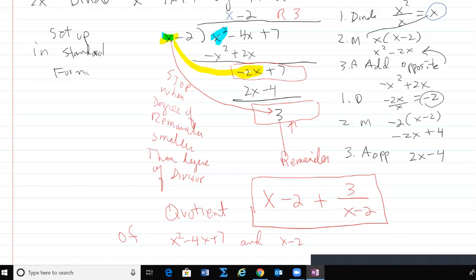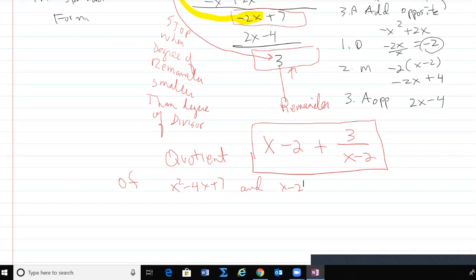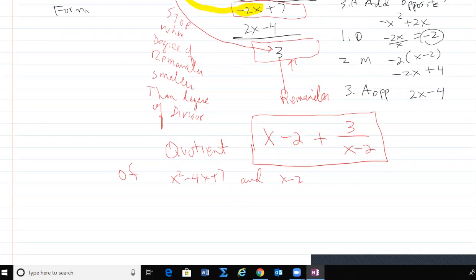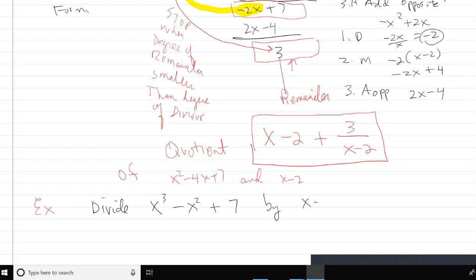Okay, so now these take practice. You'll have to practice. Let's do another example. This one I want to show you something about placeholders. So let's say my problem is this. I want to divide x to the third minus x squared plus a 7 by x plus 2.